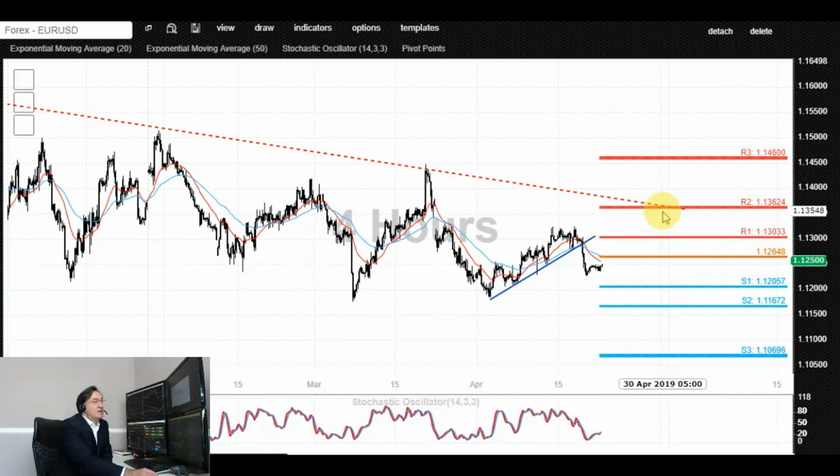Alternatively, only a spike higher and end of day close above one spot 13 would then target this area up here as a next logical resistance, which is identified by the falling resistance trend line and also this R1 in pivots at one spot 1360. Only the end of day close above that level would negate the intraday bearishness, potentially targeting upside resistance towards one spot 1460 on the upside.